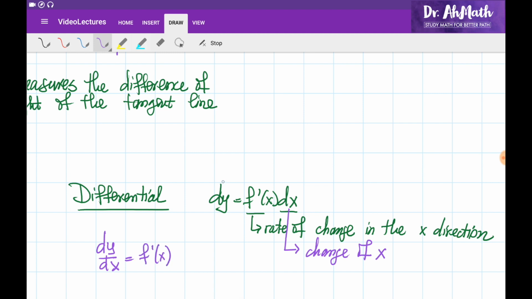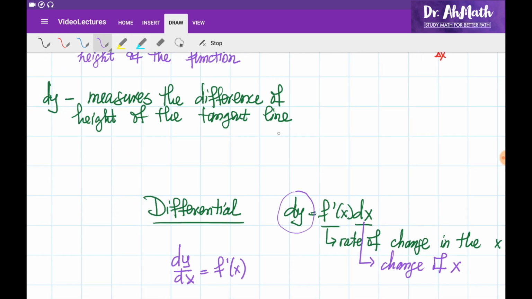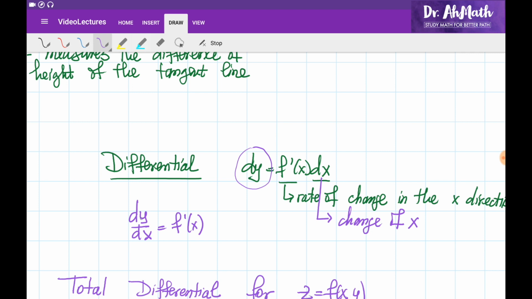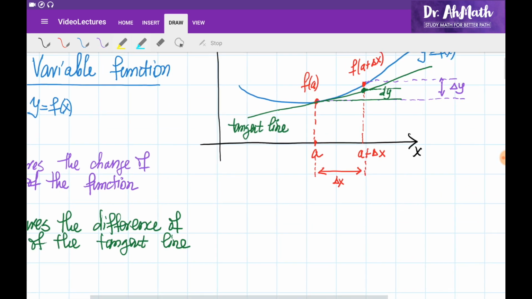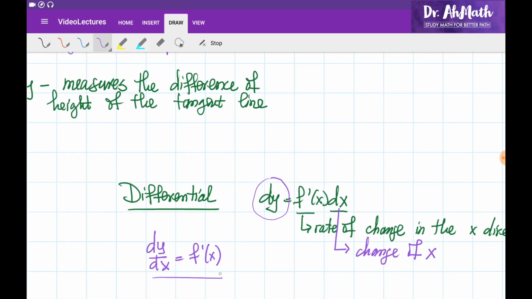So actually here dy measures the difference of the height of the tangent line, right? And dy dx is the slope of the tangent line. So the change in y between the two points on the tangent line, and the change in x, is going to give me the slope, right? So this exactly matches the definition, geometrically and algebraically.